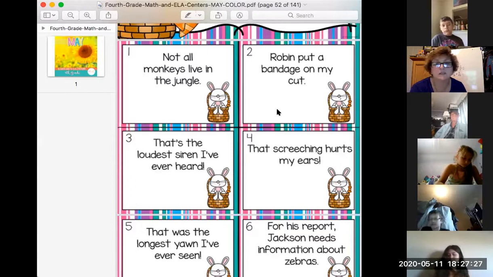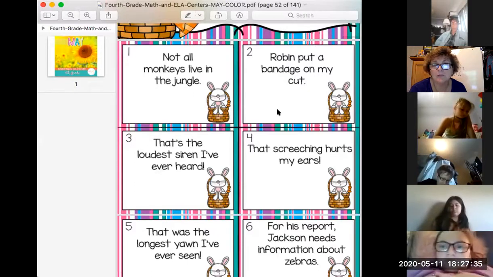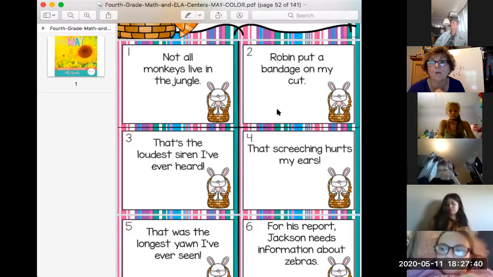So 1 and 2 are both just statements. They're both just declarative. There's no excitement. There's no importance. No demanding. Remember, imperative means that it's a demand, like mom says, clean your room now. That's a demand. Okay.